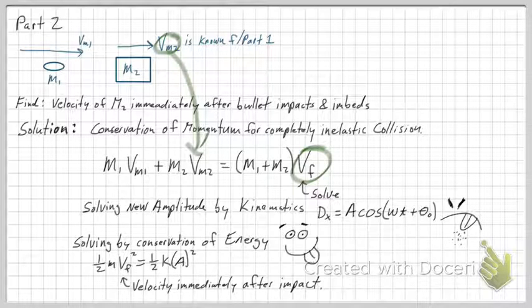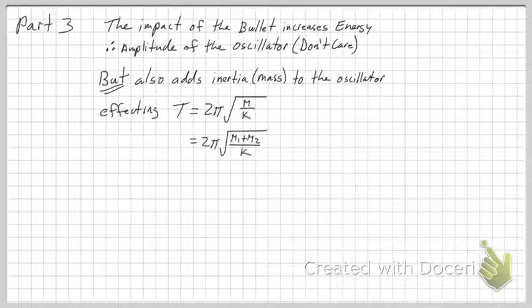I have my new velocity, I have my new kinetic energy, I'm still at the neutral point, so that is then going to allow me to find out what my new amplitude is, because all that kinetic energy is going to turn into spring energy. Okay, now what is the final part of this? The final part of this has to do with the period.